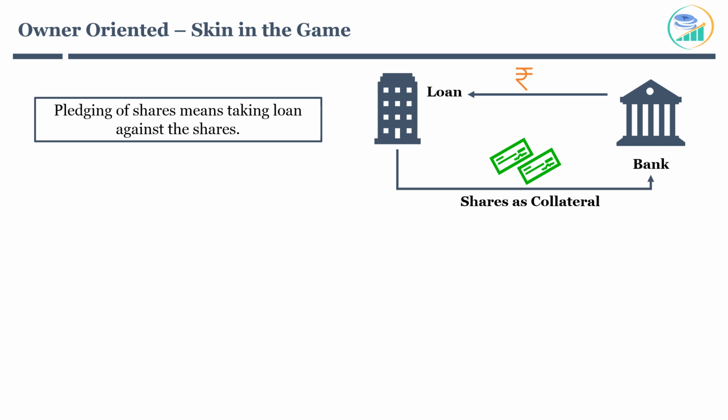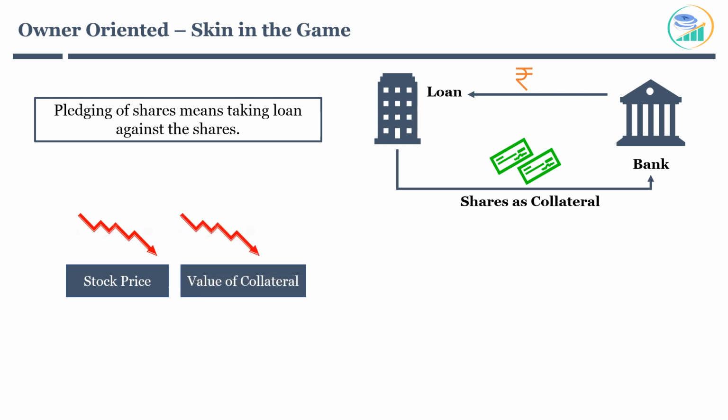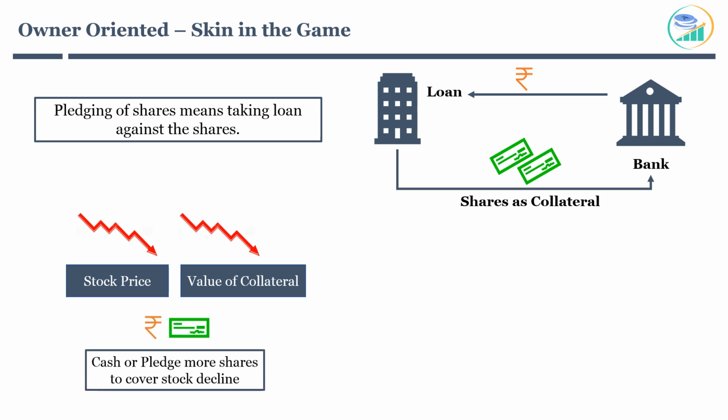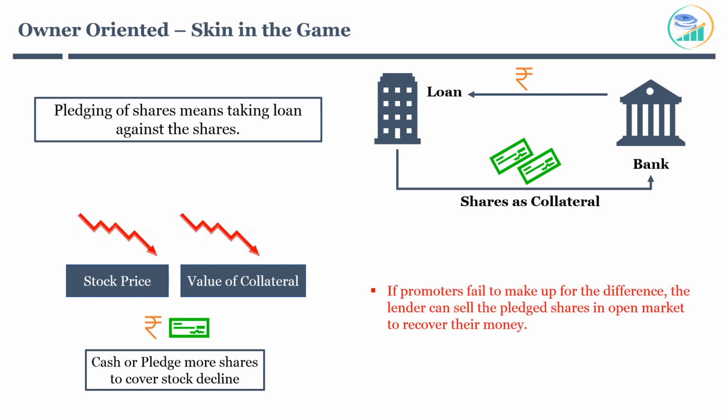Stock prices keep fluctuating every day and hence the value of collateral. In most cases, the promoters are required to maintain the agreed minimum value of collateral. If the price of the share falls, the value of the collateral will also erode. In order to meet the difference in collateral value, the promoters might have to cover the shortfall by either giving additional cash or pledging more shares to the lender. In the worst case, if promoters fail to make up for the difference, the lender can sell the pledged shares in the open market to recover their money.